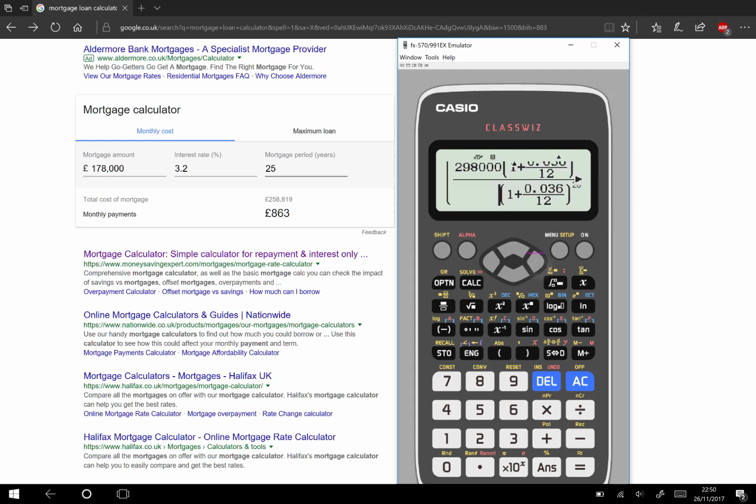I recommend these Casio calculators. You can buy them in the store. They're about £10 in the UK. I think there might be that in dollars in the US. Just so you can put in equations.